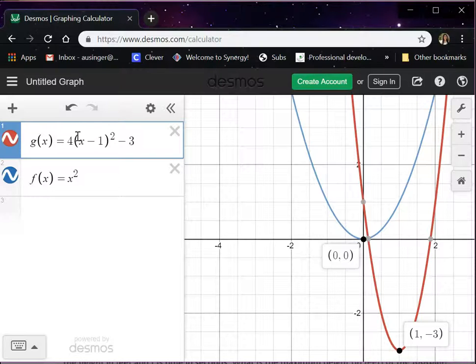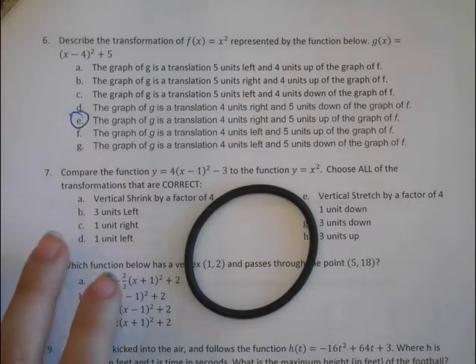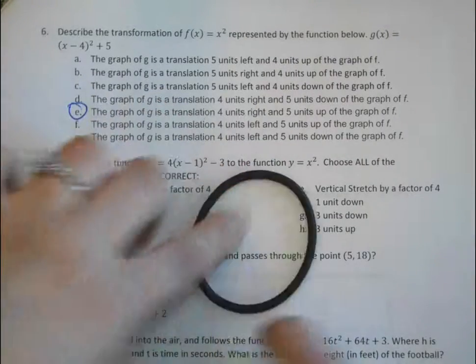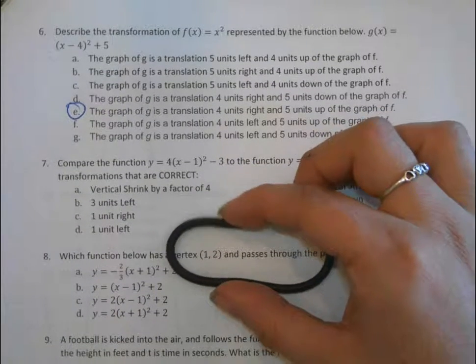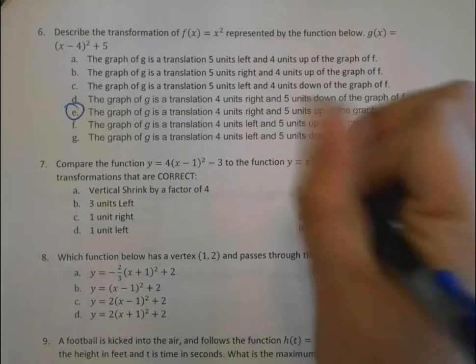And the way I can tell the difference between a stretch and a shrink is if I have a rubber band. So if I have a rubber band, the more I stretch it, the skinnier it gets. The more I squeeze it, the fatter it gets. So when it's getting skinnier, it's stretching. So I said it has a vertical stretch of 4.